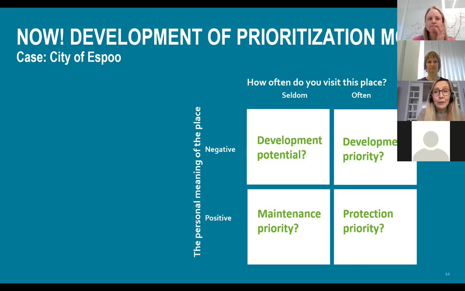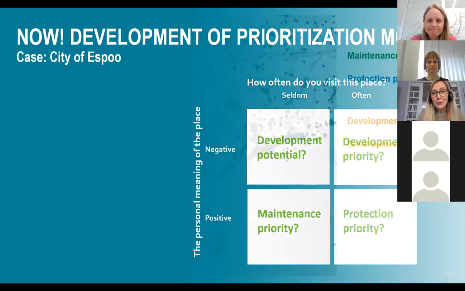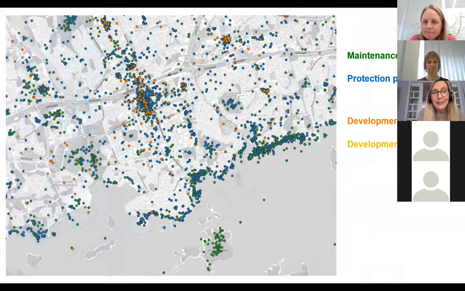We learned, first of all, that there were not that many of those kind of places, only about 6% of all places. So even if the cities' resources are always limited, perhaps they could afford to focus on 5% of places that are urgently needing care. And we also did an analysis of where in the city these different places representing different categories really exist, what kind of land use they represent.